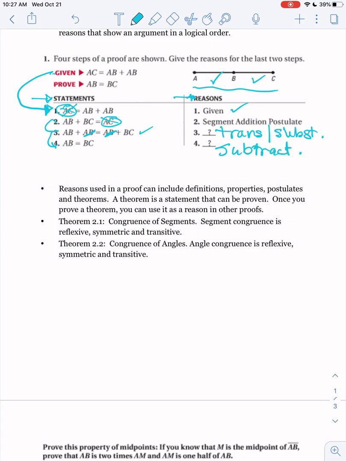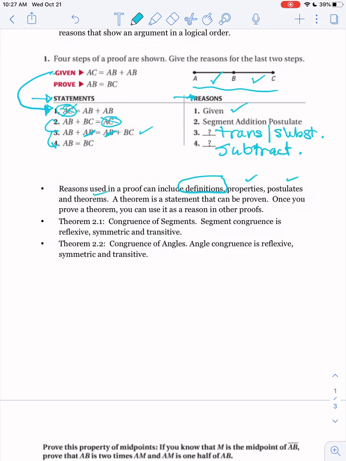And just to remind you, what you can put in that reason column, you can use definitions. Anytime there's a vocabulary word in the given, you're going to use definition of. If they tell you have a midpoint, you're going to say definition of midpoint. If they tell you have an angle bisector, you're going to say definition of angle bisector. And of course, we're still going to use our properties, we're going to use our postulates, and we're going to use our theorems.